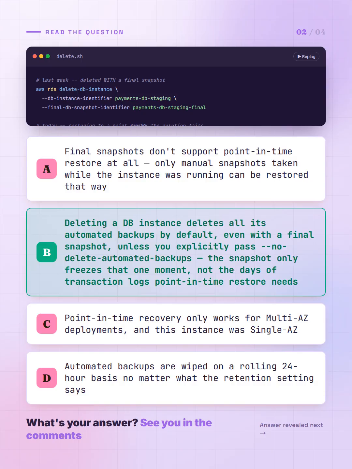Is it that final snapshots simply don't support point-in-time restore, only manual snapshots taken while the instance was running do? Is it that deleting a DB instance deletes all of its automated backups by default, even when you take a final snapshot, unless you explicitly opt out? Is it that point-in-time recovery only works for multi-AZ deployments, and this one was single AZ? Or do automated backups just get wiped on a rolling 24-hour basis no matter what your retention setting says?